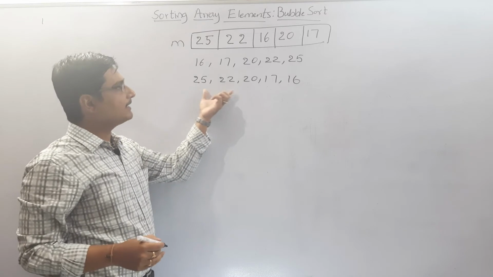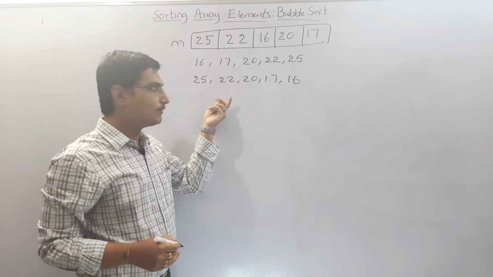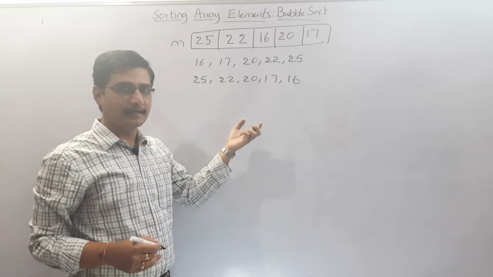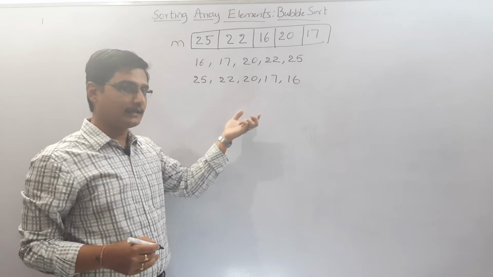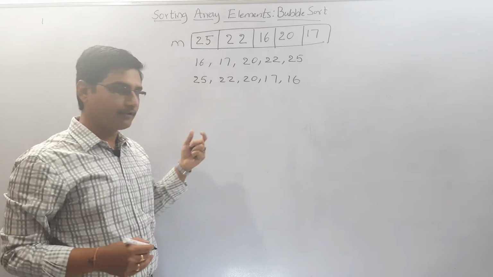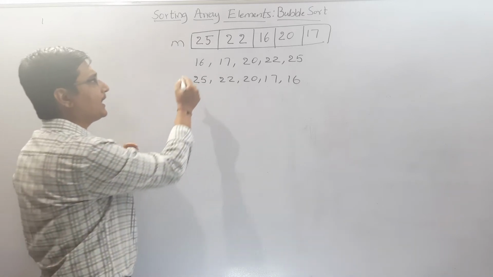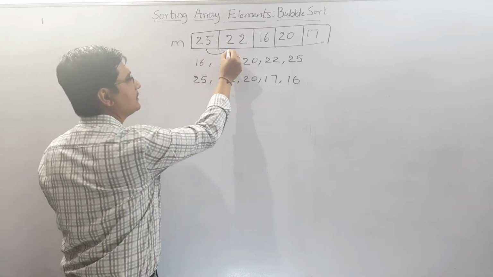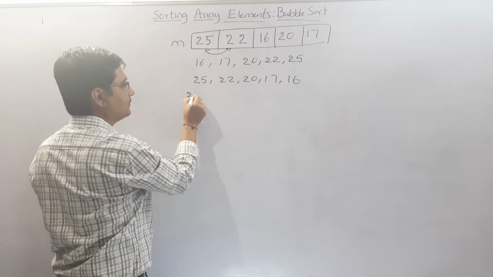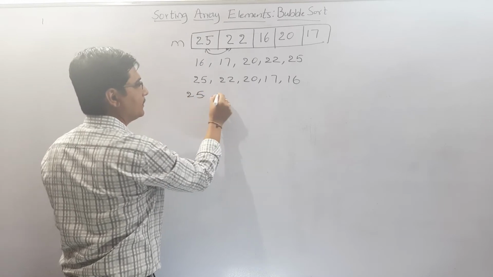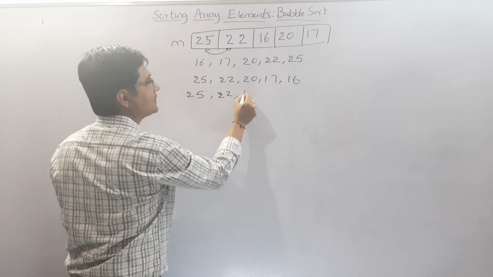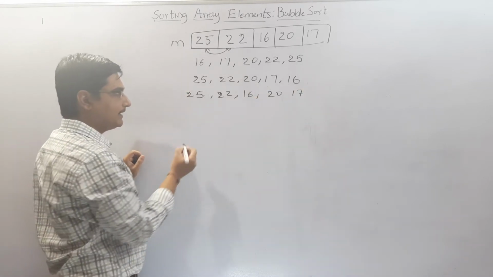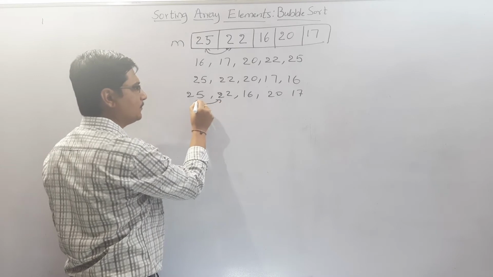Of course, there are hardly 5 elements here, so we know how to sort them. If we have a large amount of data, say 1000 elements or 1 lakh elements, then we need a program for that. If we are asked to sort them, what we usually do is compare two elements. Say for example, 25, 22, 16, 20, 17 is the given list of integer elements, and we compare the first two.